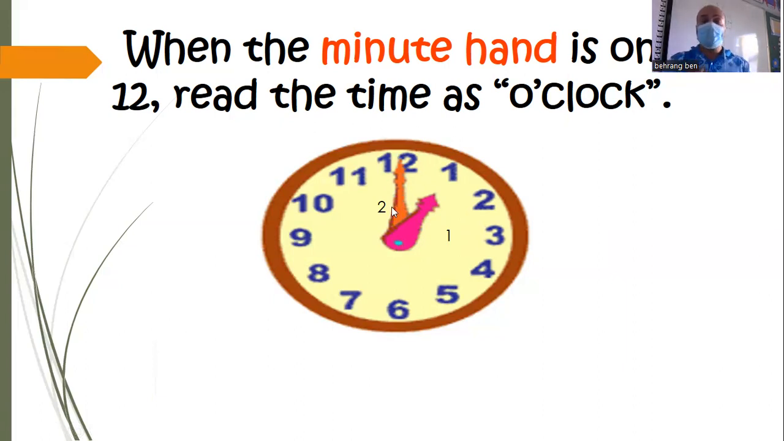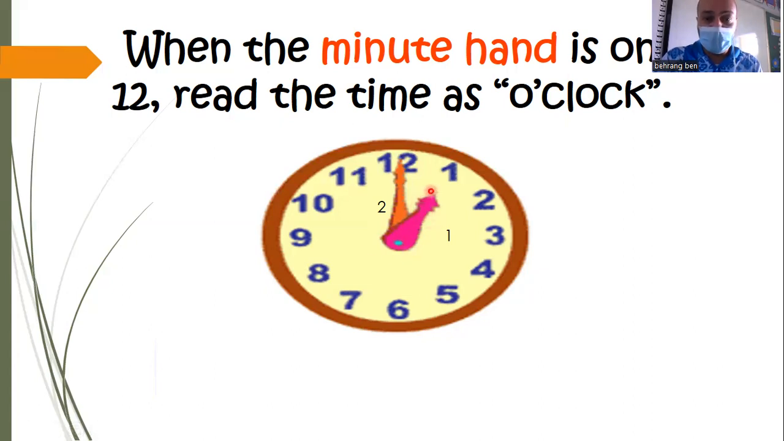So first, to read the time, you read the number that the short hand of the clock is showing. Then after that, you have to say or read the minute hand of the clock. So if the minute hand of the clock is on 12, after saying the hour, you have to say o'clock. All right, pay attention here.